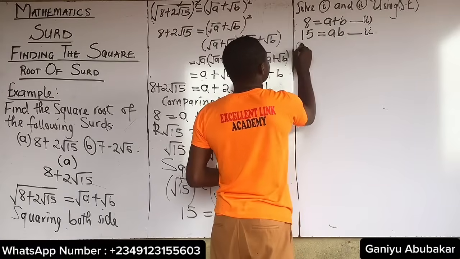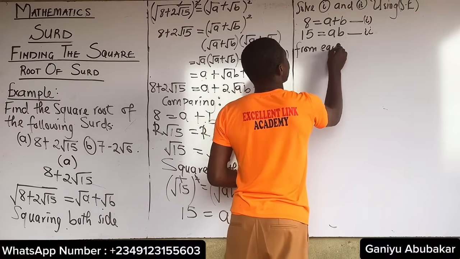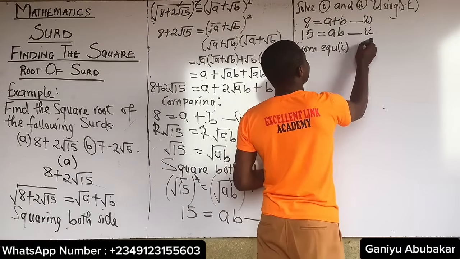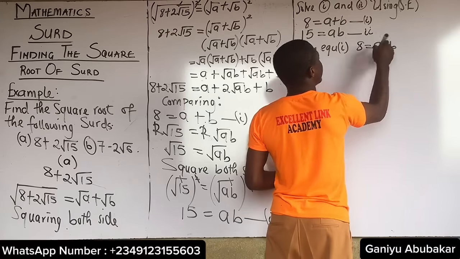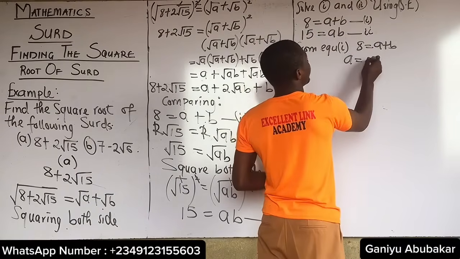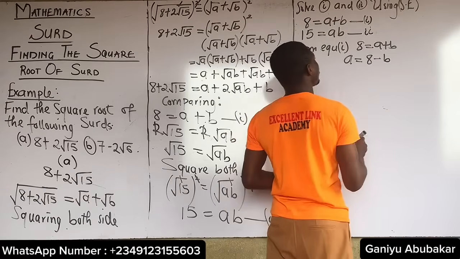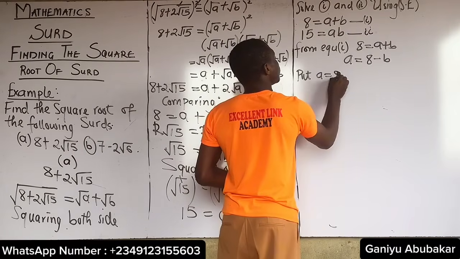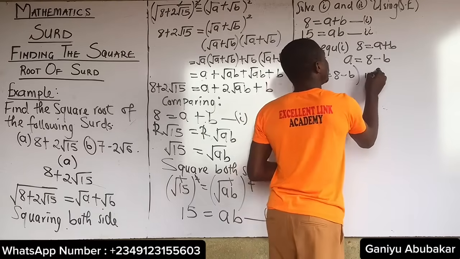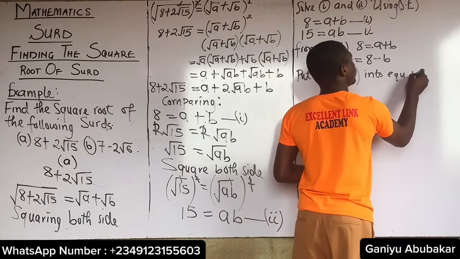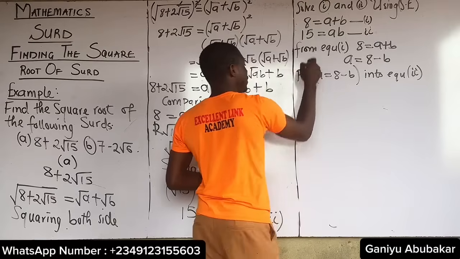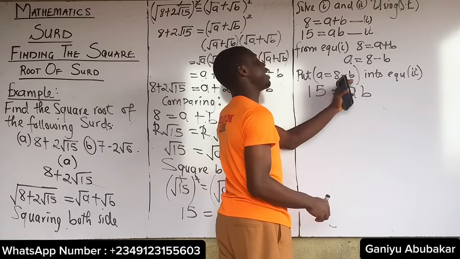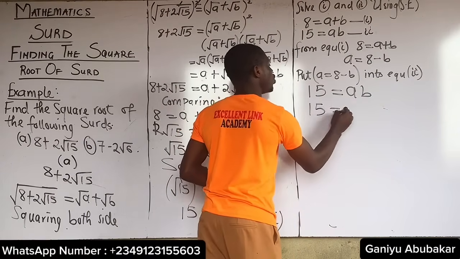Alright, from equation 1, I'll make a the subject. So from equation 1, I have that 8 is equal to a plus b. Make a the subject, so a is equal to what? 8 minus b. So I'll put a equal to 8 minus b into equation 2. What's my equation 2? That's 15 is equal to ab. Anywhere I see a, I'll put what? 8 minus b.